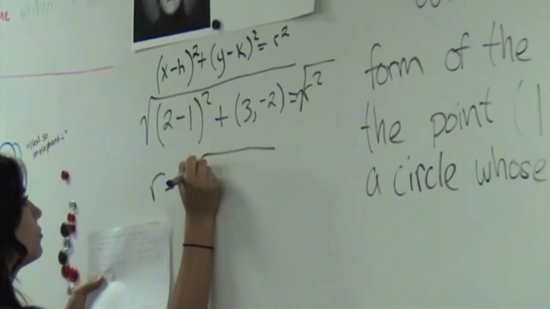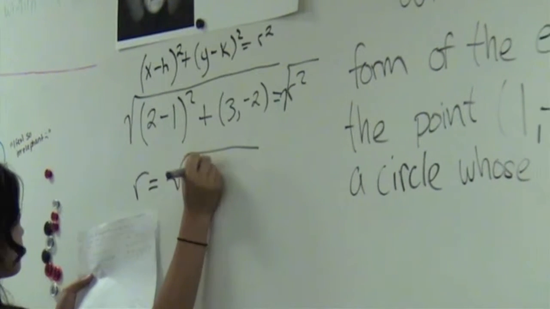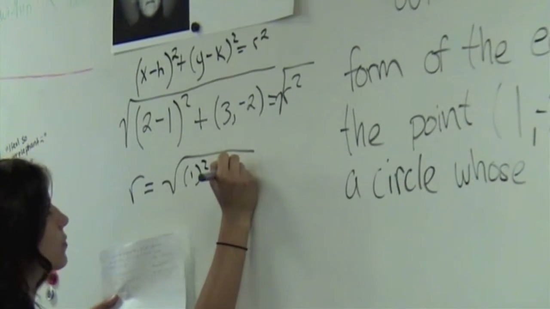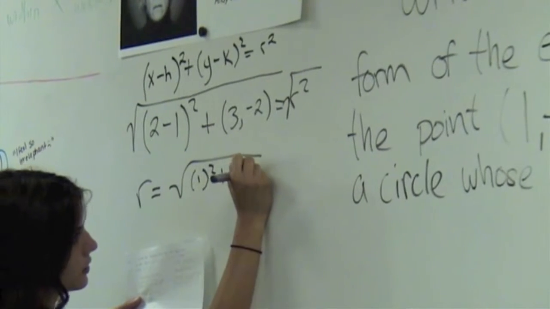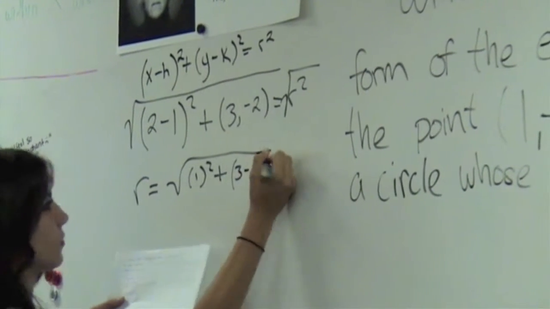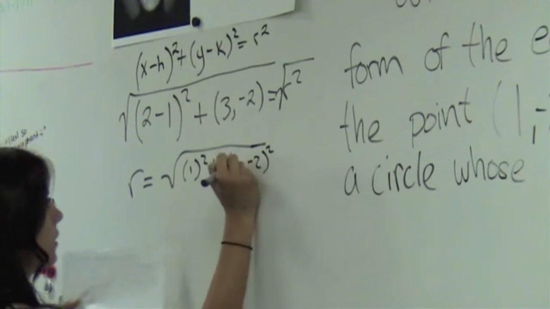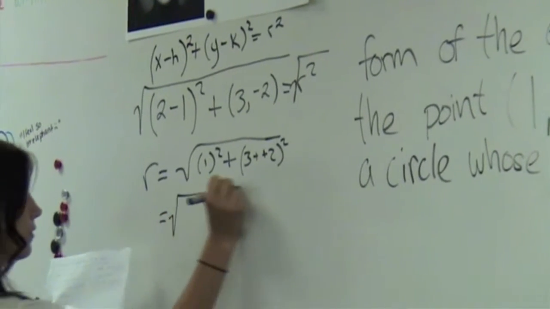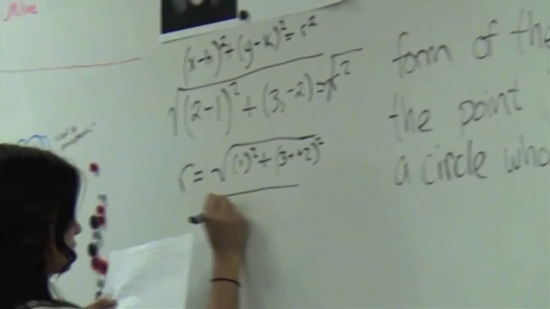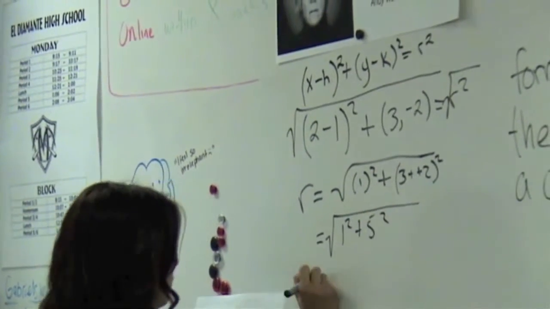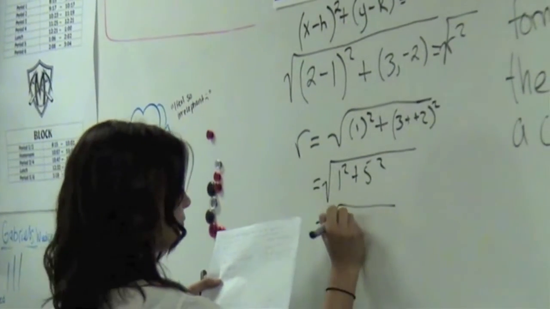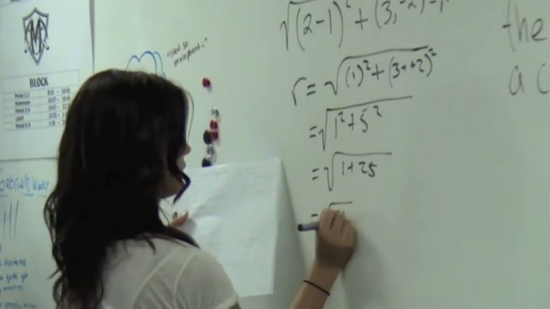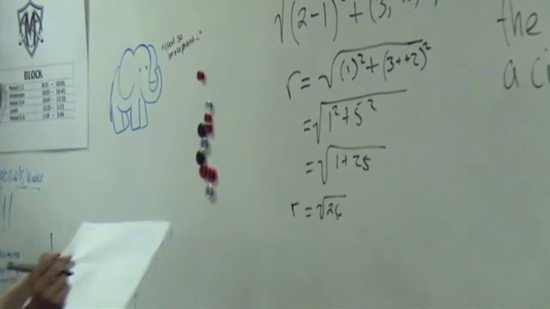of 2 minus 1, which is 1 squared, plus 3 minus -2 squared. And then that's the opposite, so then it would be 1 squared plus 5 squared. 1 plus 25, which is the square root of 26, that's r.